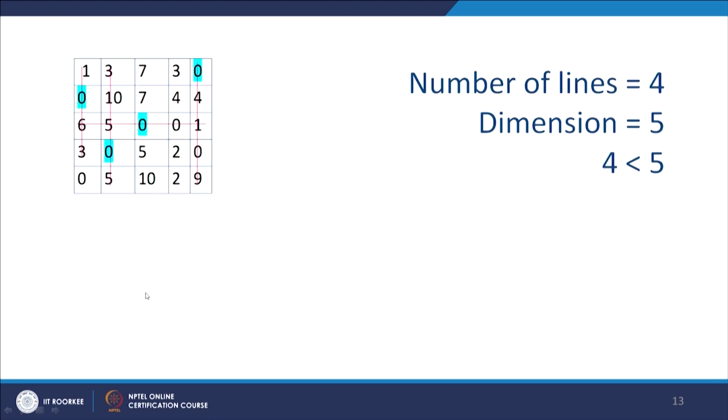Now, what does it mean? Look at this table that we got in the previous step. Here we find that the number of lines is equal to 4. As you can see, there are 1, 2, 3, 4 lines. There are 3 vertical lines and 1 horizontal line. So, there are a total of 4 lines crossing the zeros, and the dimension of the problem is 5, which means 4 is not equal to 5. Therefore, the stopping criteria is not satisfied, and we have to do the next step, step number 4.